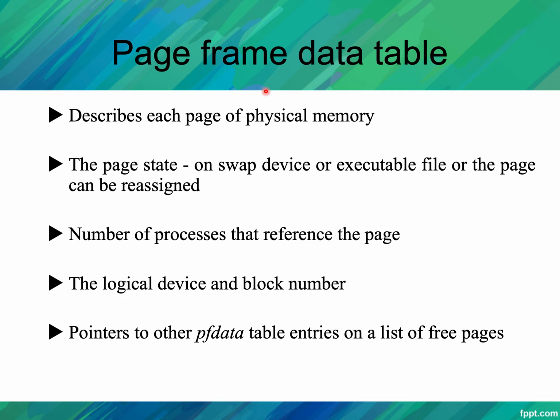So the next one is the page frame table, the page frame data table. That is also one of the data structures of demand paging, which describes each page of physical memory. The page state: what is the state of the page, on the swap device or executable file, or can the page be reassigned or not. Then the page number of the process that references the page; the reference count will also be maintained by this page frame table. And then the logical device and block number, which is required for each and every page, in which block it is located, and pointers to other page frame data table entries on the list of free pages. All these things are maintained by the page frame data table.